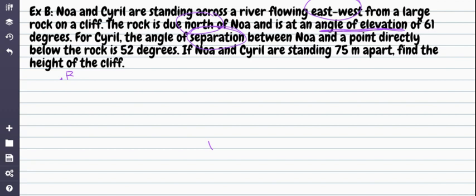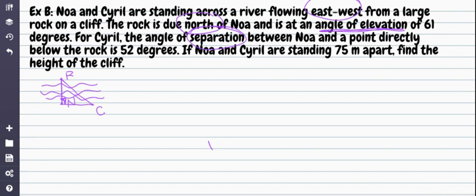is due north of Noah. So Noah is somewhere to the south, right? Well, exactly south. And between them is flowing a river. And it's flowing exactly east-west, right? Cyril's standing on some point along the river. So this actually has to be 90 degrees. So that's from above, yes? Now, we do have an angle of elevation, so I'm going to have to draw a 3D diagram.